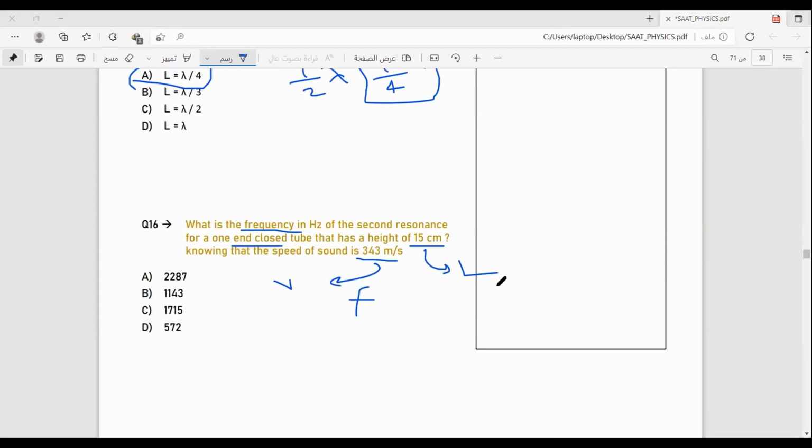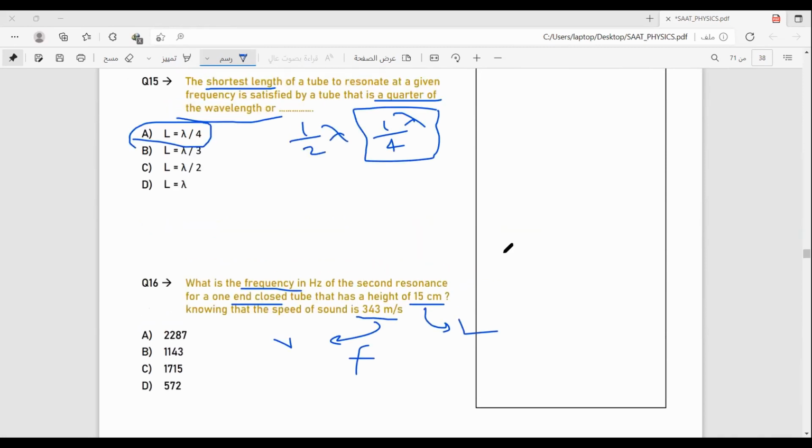Okay, Hamza is saying A, and he's saying that we will use 3V over 4L. Okay, from where, Hamza? Just get this from the table up. Let's go to the table. Okay, it is what? Yes, there's something I didn't mention.